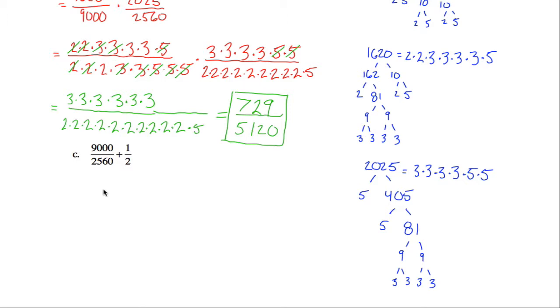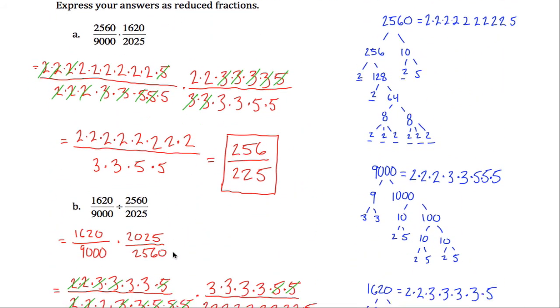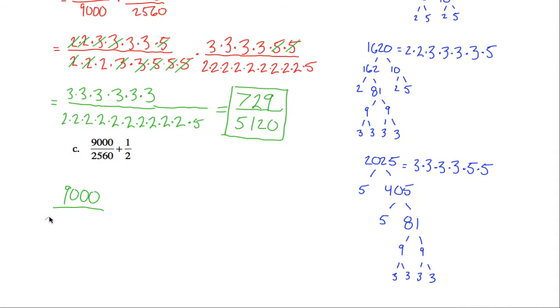Then finally, this last one, we'll start it out the same way. Well, actually, now that we're adding fractions, we don't really need to find the prime factorization for the numerator, even though we already have it. What we could do is just find the prime factorization of the denominator. So 2560, that was the one that was kind of obnoxious with all the 2's. It was 9 2's and a 5. And then we want to add to that 1/2. Note the prime factorization of 2 is just 2, so that's already done.